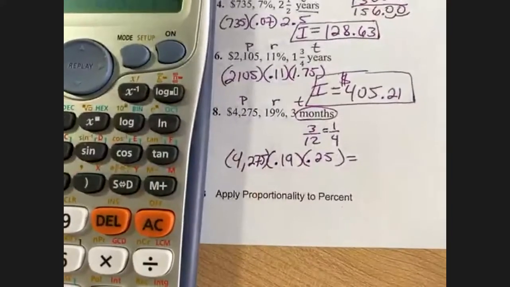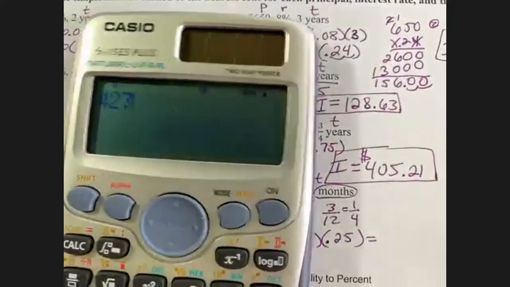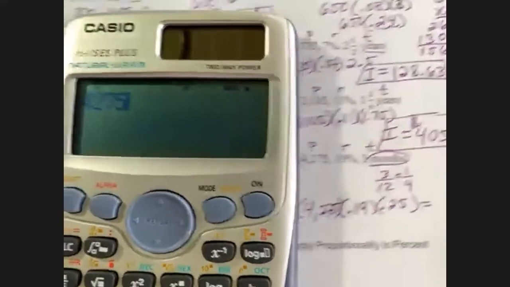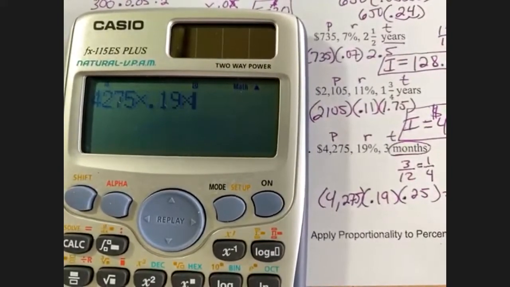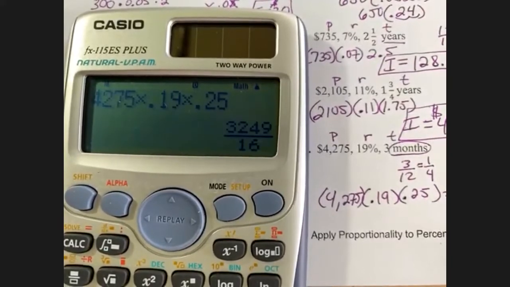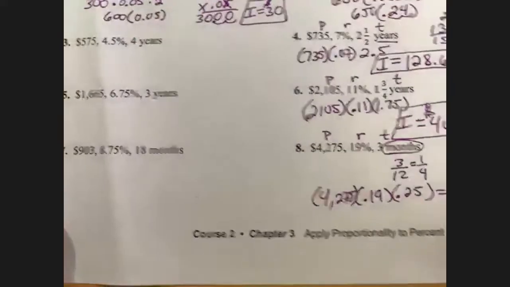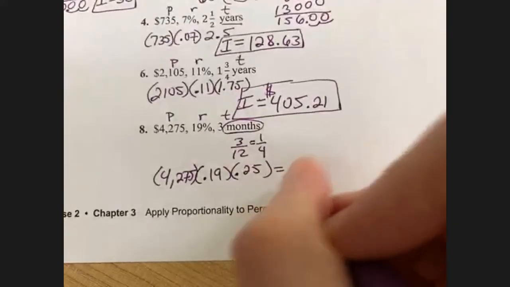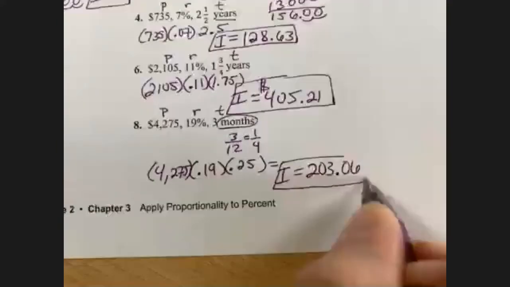And so you're just going to multiply these out. So I got my 4,275. Whoops, got to put my calculator down here. 4,275. I'm going to be multiplying by my 0.19, and I'm going to be multiplying by 0.25, which is a quarter of a year. And my decimal on that would be $203.06. Because again, the 2 here leaves the 6 alone. So $203.06. And that should be my total on my interest right there for 3 months.